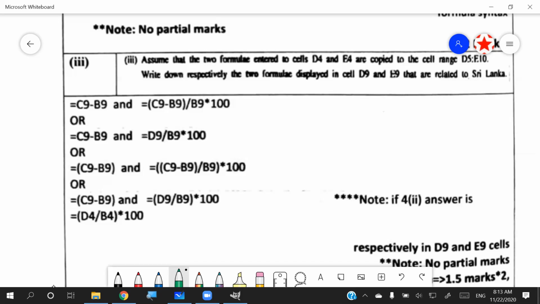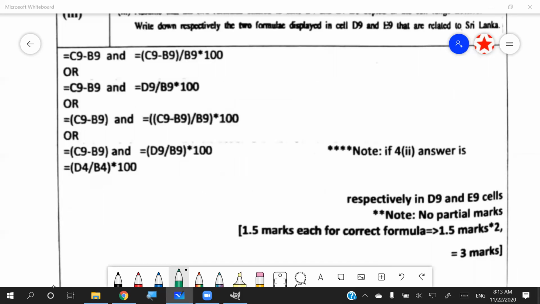Right. So if you got it correct, they are saying that we can have 3 marks for this. Yes. So they say no partial marks. 1.5 marks for each correct formula. Yeah, 1.5 for the one and 1.5 for the other one. So you are going to get 3 marks for that.